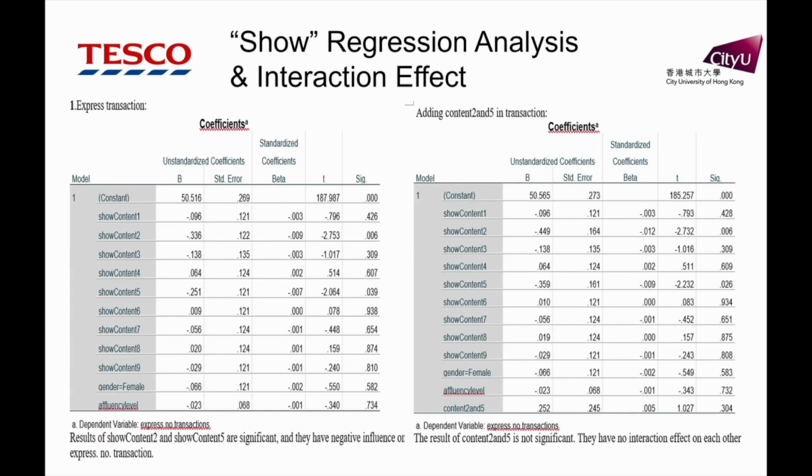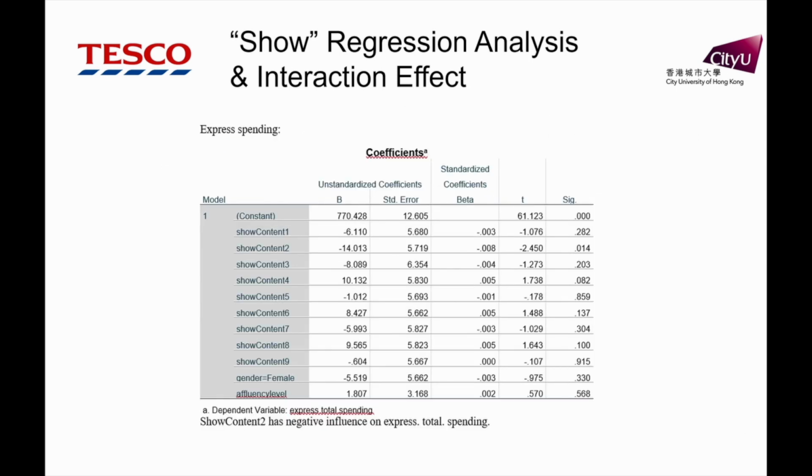Here are the results. For example, in Express Store, showing content card 2 and 5 has a negative influence on the number of transactions. After we make content card 2 and 5 into a new variable, we can see the result is not significant, so they don't influence each other. Here we can also see that showing content card 2 has a negative influence on spending.